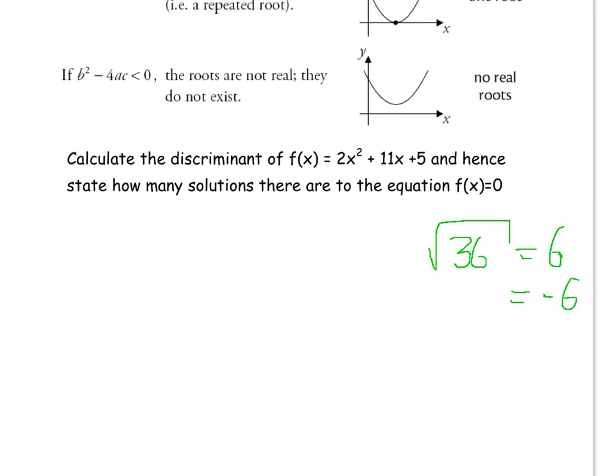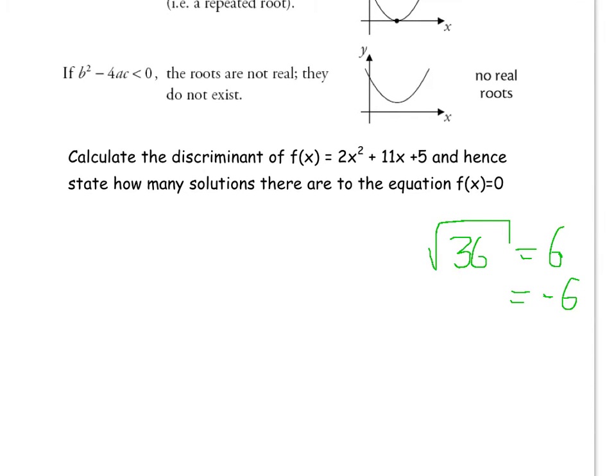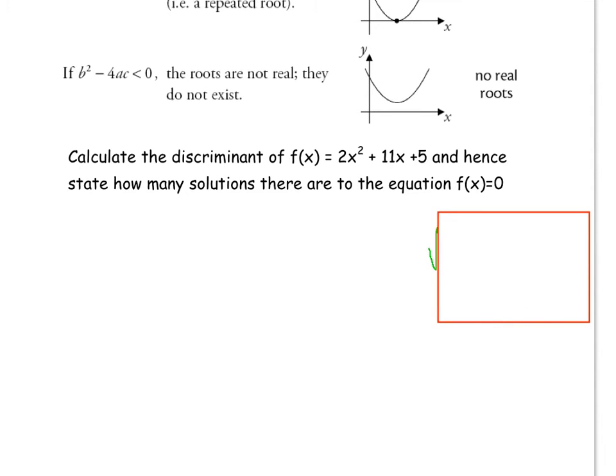So let's have a look now at this question from a textbook. I've just cleared up that little bit of work in there. It says calculate the discriminant of f(x) equals 2x squared plus 11x plus 5, and hence state how many solutions there are to the equation f(x) equals 0. When f(x) is equal to 0, this is referring to where the y coordinate is 0, and you should know that the y coordinate is 0 along the x-axis.